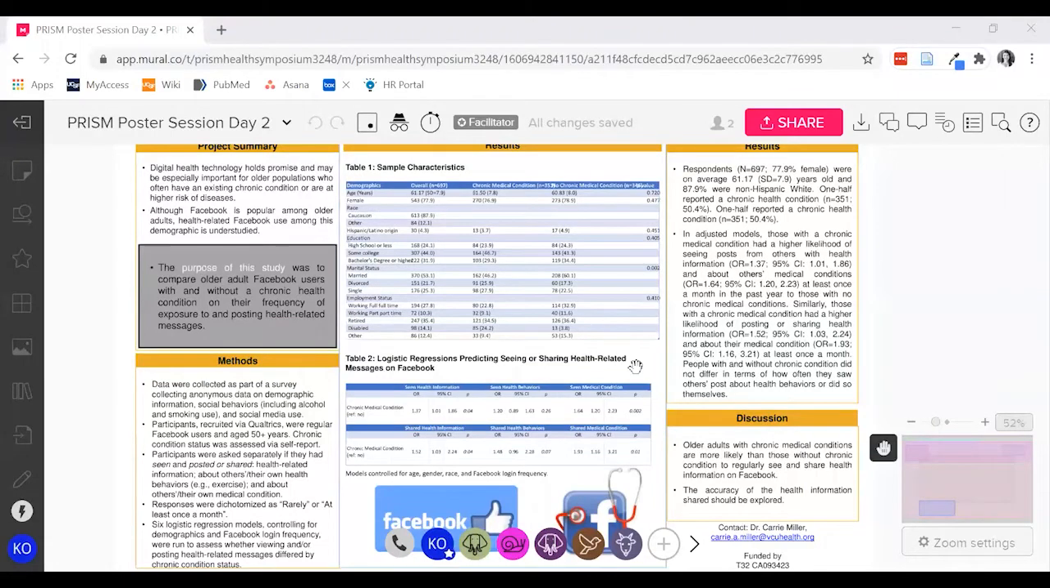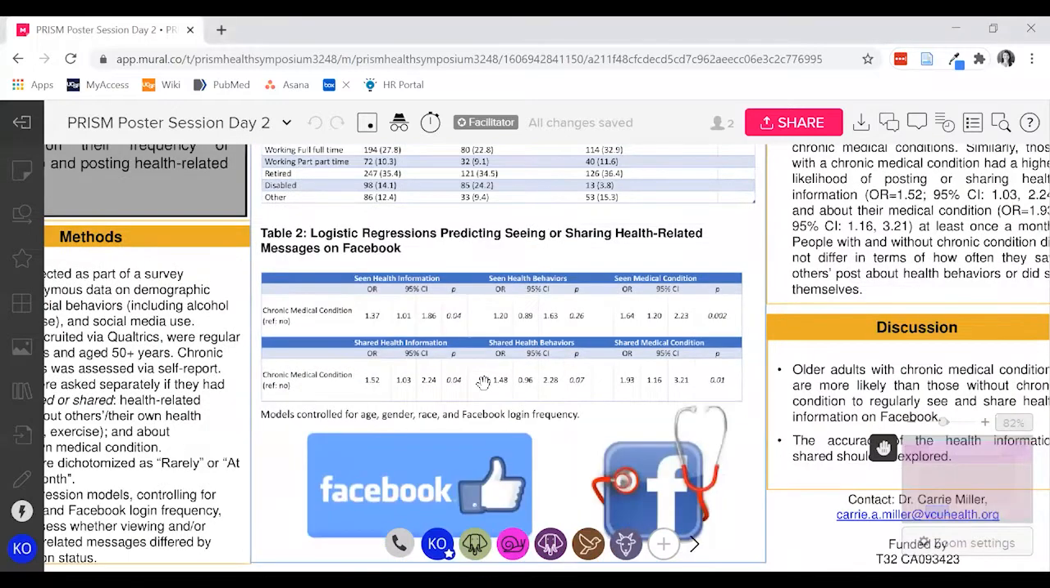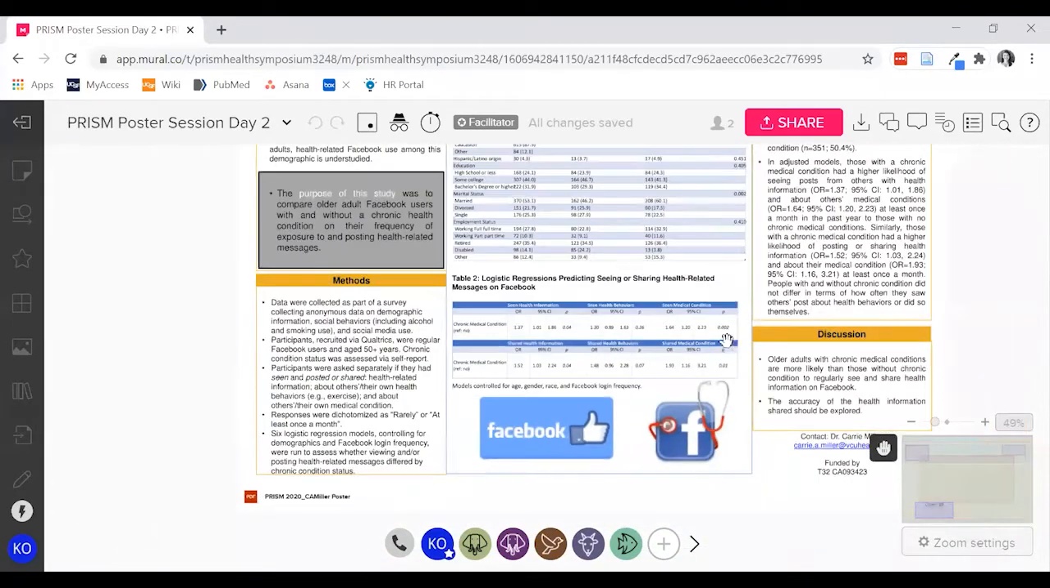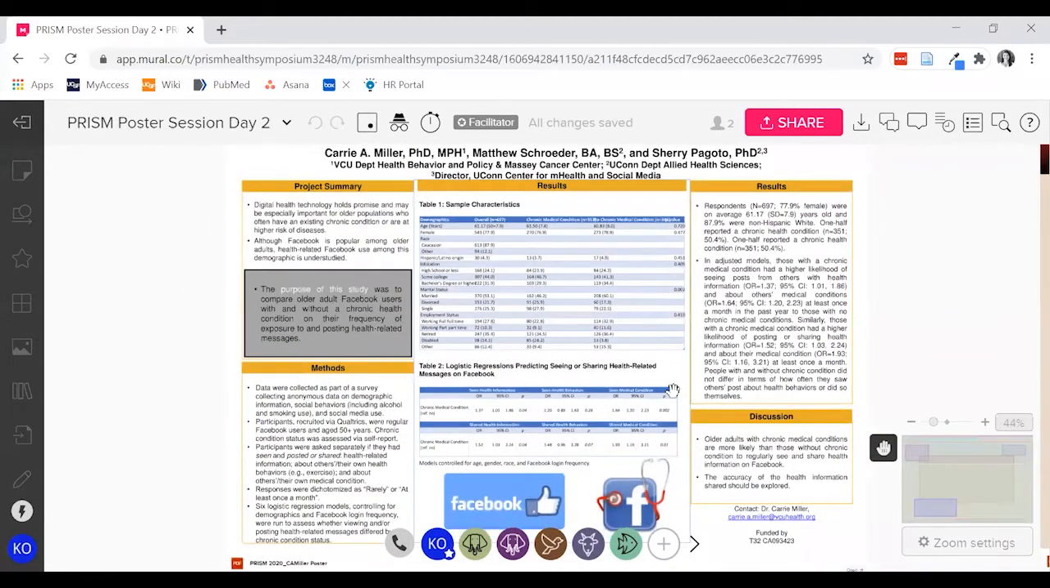If you want to take a quick look at table 2, our results and conclusions are that compared to those without a chronic medical condition, those with a chronic medical condition were significantly more likely to have both seen and posted or shared messages containing health information, as well as messages about a specific medical condition. There were no differences in the middle of that chart between those 2 groups about posts containing health behaviors. Great, sounds good. Any questions from participants?